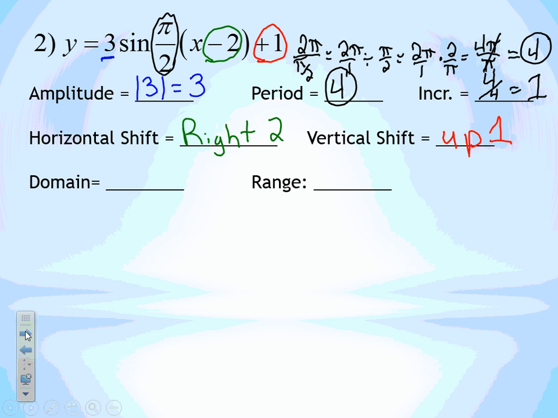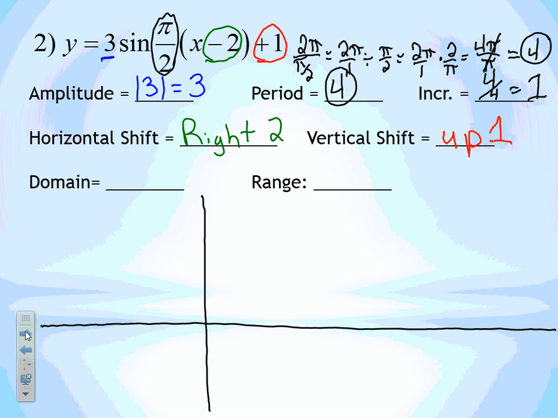Now I can draw this out. I am going to be going up 1, so make my x-axis a little bit lower. I'm going to be moving to the right, so I want my y-axis to be to the left. Now I can start counting. I'm going right 2, so first one's going to be 1, then 2. There it is. That's my horizontal shift, so I'll put in my dotted line right away.